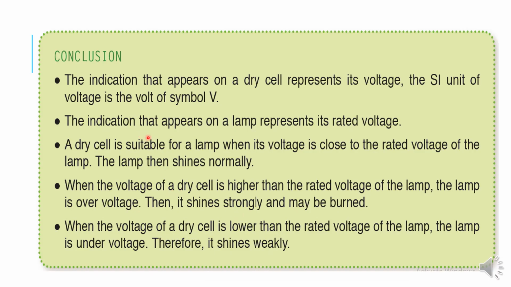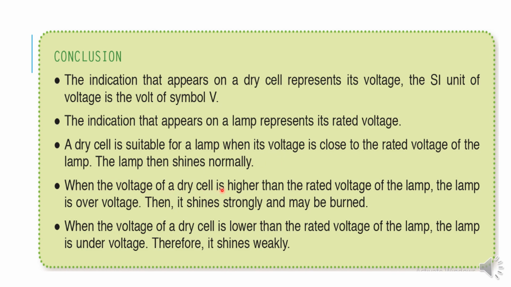So as a conclusion, the indication that appears on a dry cell represents its voltage. The SI unit of voltage is volt. The indication that appears on a lamp represents its rated voltage. It is the required voltage so that the lamp will function normally. A dry cell is suitable for a lamp when its voltage is close to the rated voltage of the lamp. The lamp then shines normally.